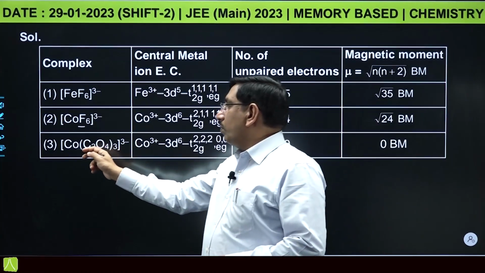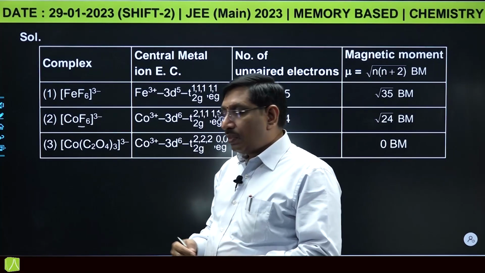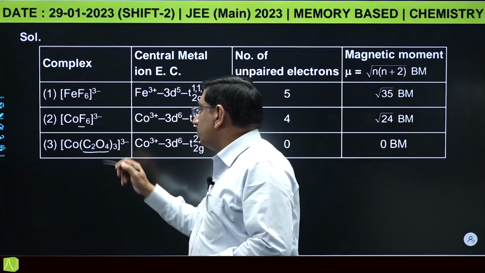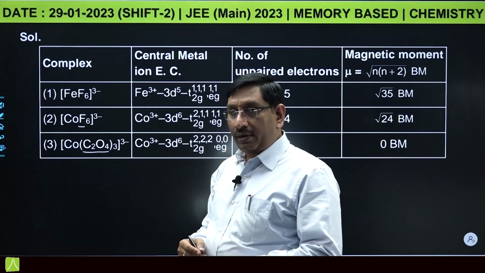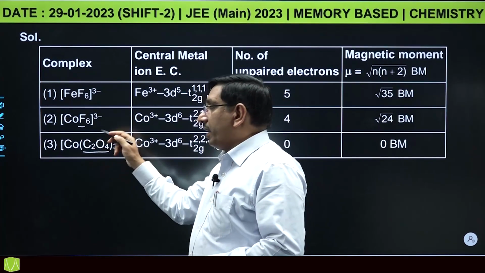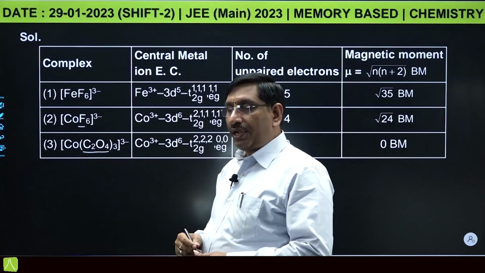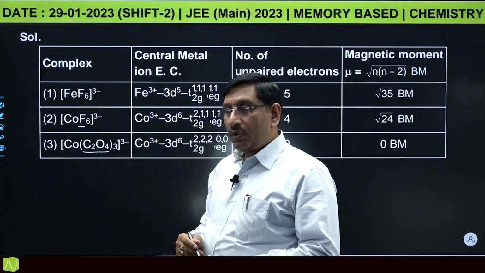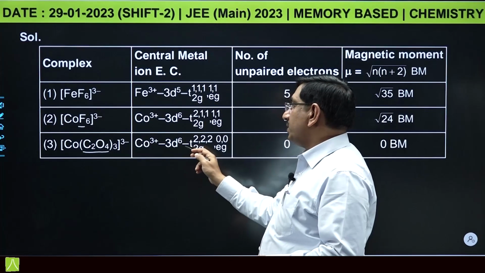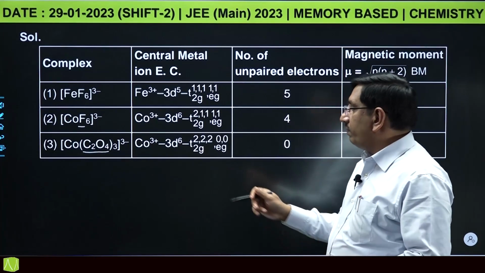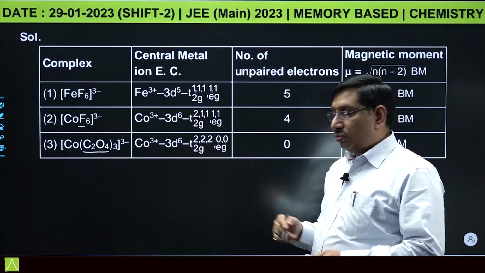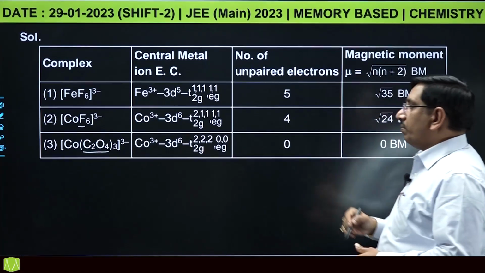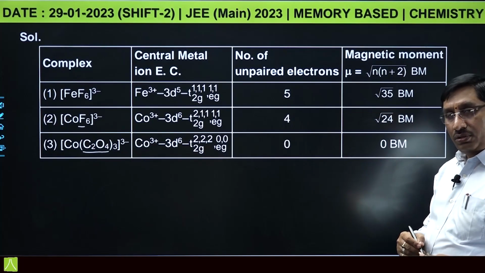And cobalt in +3 state, but here C2O4 2-, oxalate ion. So, for cobalt +3, oxalate ion can act as a strong field ligand. And so, in presence of strong field ligand, configuration is t2g^6 eg^0. So, number of unpaired electrons will be 0.